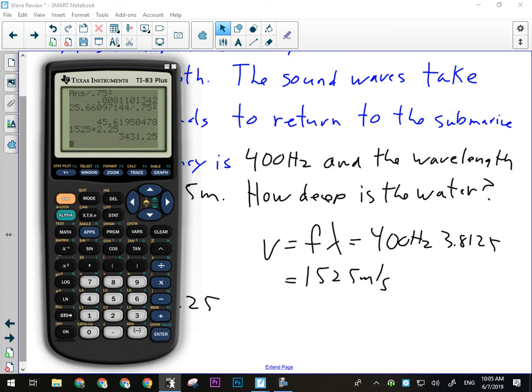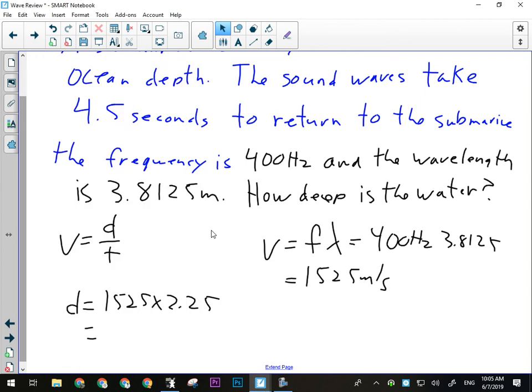So we're looking at an ocean depth of 3.4 times 10 to the 3 meters. Yeah, you could say 3.4 kilometers too. Good.